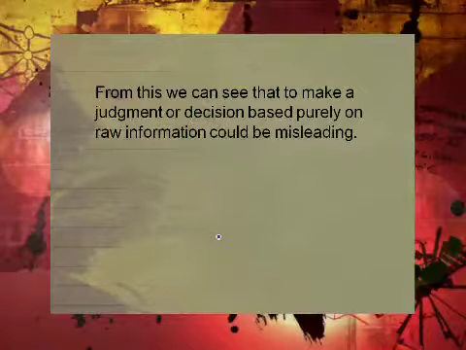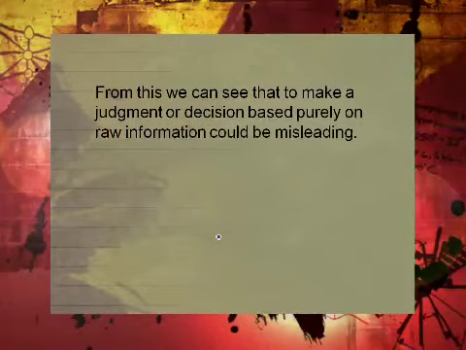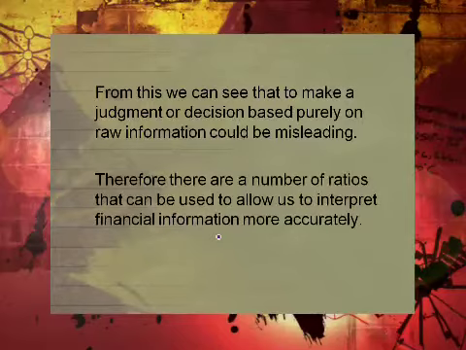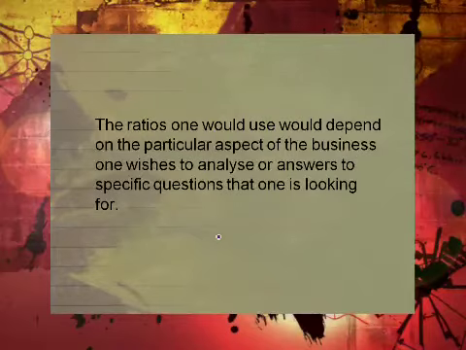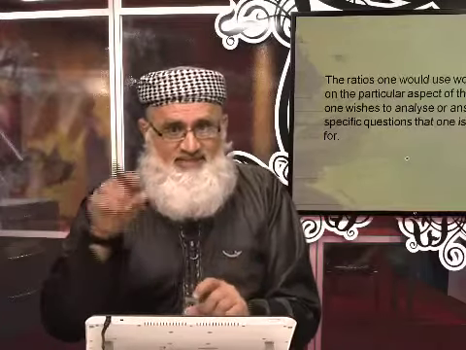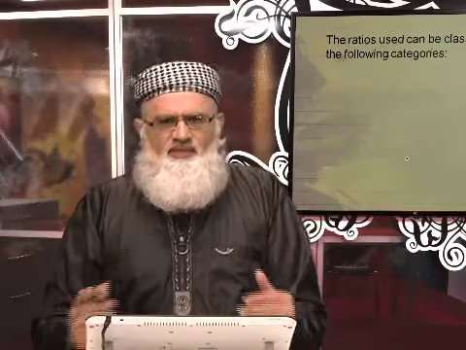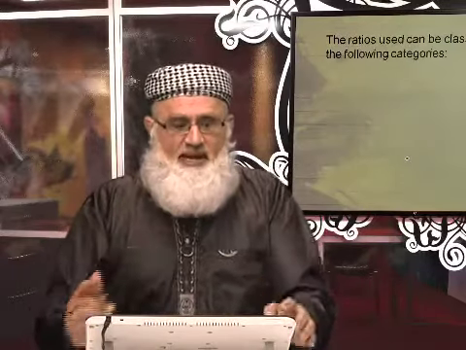From this we can see that to make a judgment based purely on raw information could definitely be misleading. Therefore, there are a number of ratios that will be used for us to interpret financial information more accurately. The ratio that you use would depend on the particular aspect of the business that one wishes to analyze. That means, what are we looking for? Depending on what we're looking for, that's the ratio we will use. There are categories in which we can break up these ratios.